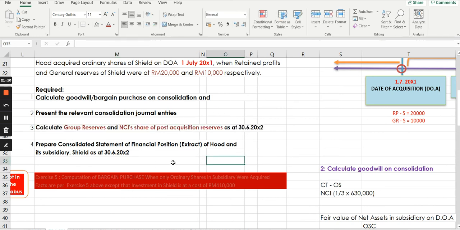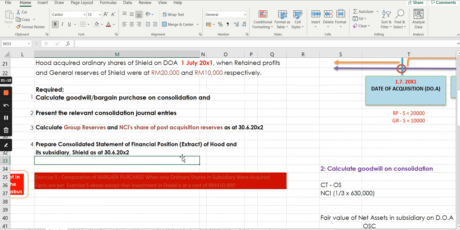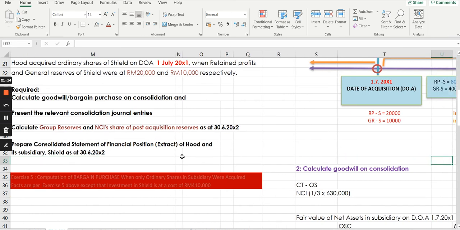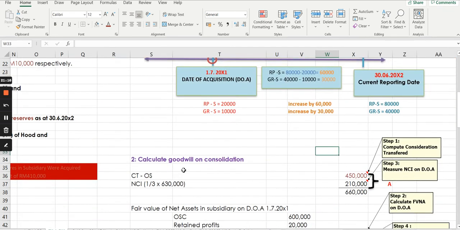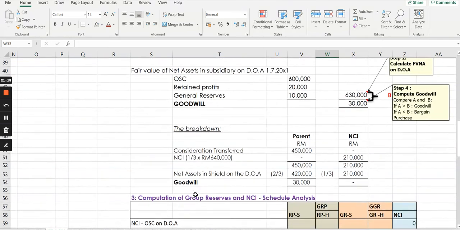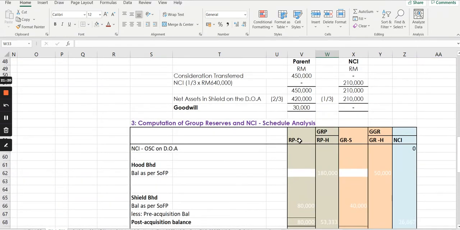So this will be done via the schedule. So I'm using the schedule. So let's do that. What do you need to put in the schedule? You need to put first the group reserve. If you have two group reserves, this one stands for group retained profit and group general reserve.